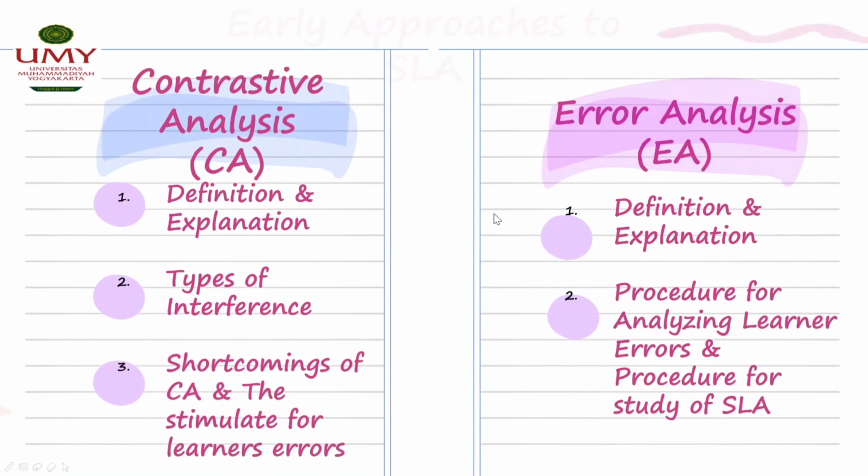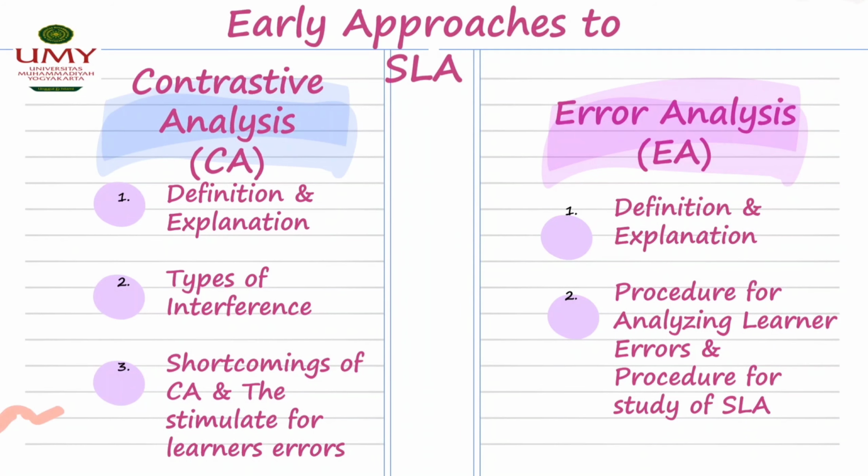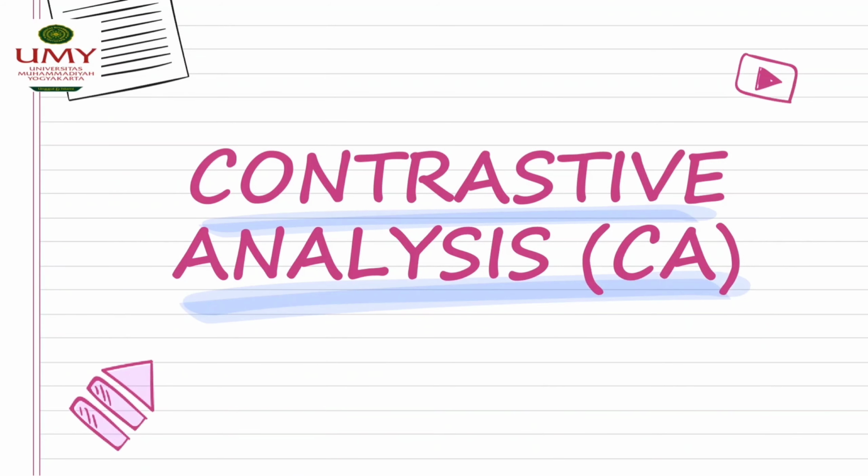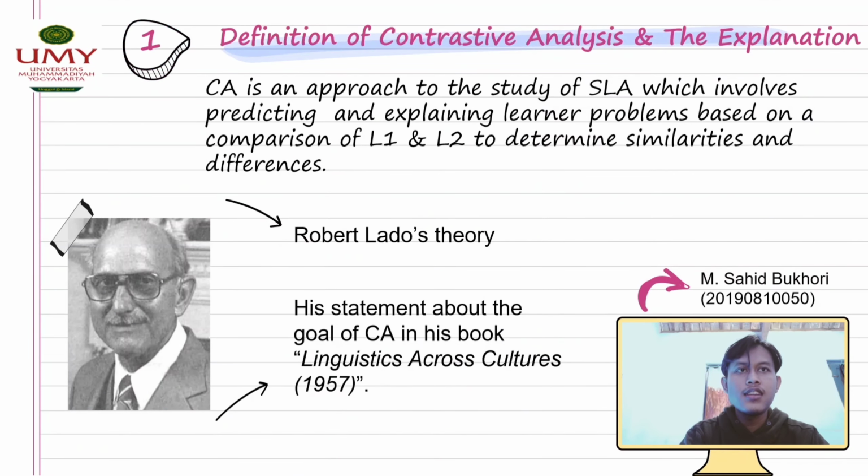There is contrastive analysis (CA) and error analysis (EA). CA, contrastive analysis. First, the definition of contrastive analysis and the explanation. CA is an approach to the study of SLA which involves predicting and explaining learner problems based on a comparison of L1 and L2 to determine similarities and differences.